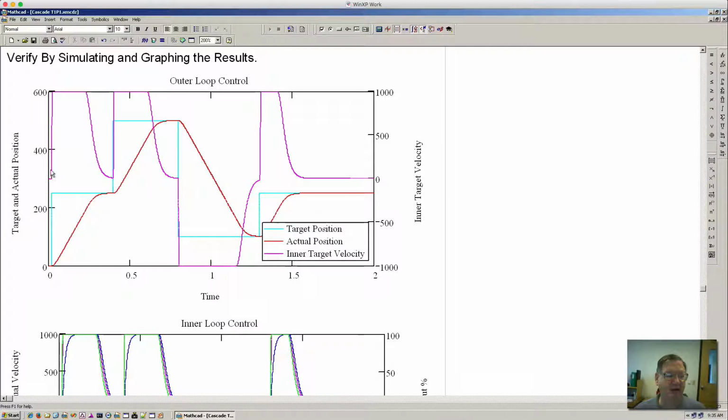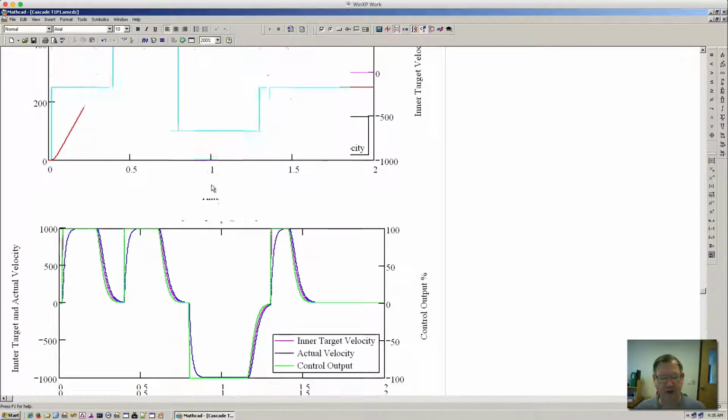You can see the outer loop, or the output for the inner loop target velocity, saturates at 1,000 millimeters per second. Then it goes down to 0. There should be a 0 line right here. And I make another step jump. You can see that it approaches and it doesn't overshoot, even though the velocity is saturating.